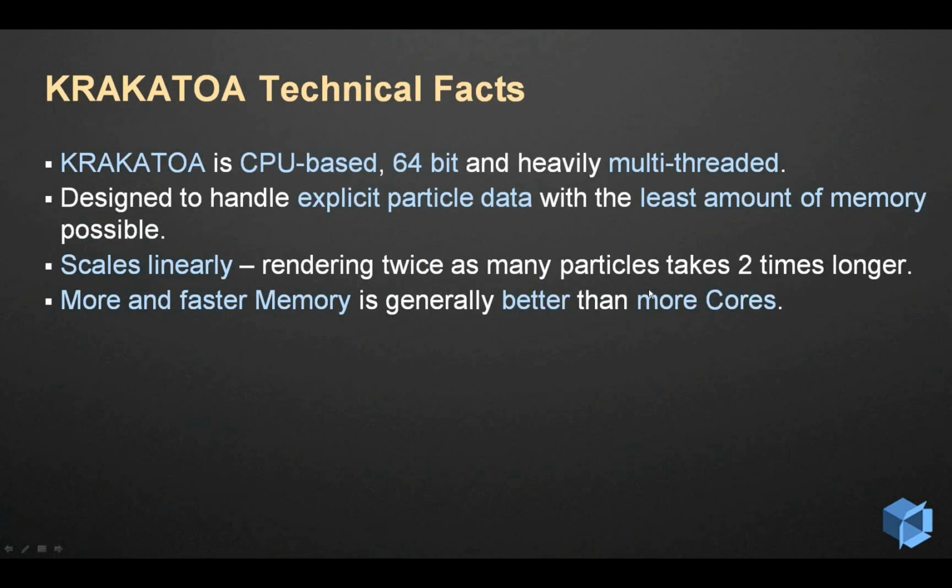So it's heavily multi-threaded. I already see a question in the question box mentioning a dual Xeon with 256 gigs of RAM, and I wanted to address that already. That sounds like a fantastic machine. In general, when you have a choice between more cores or more memory, and especially faster memory, we recommend that you go for faster memory and a lot of it.